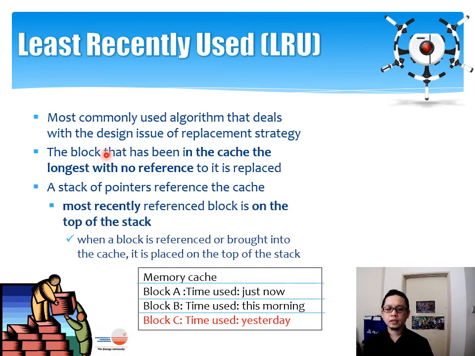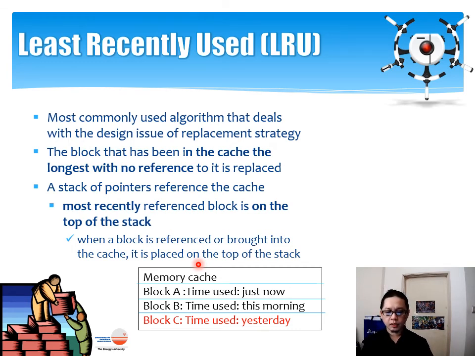For the least recently used, it will check whether the block has been in the cache the longest with no reference, and then it will be replaced. If you remember the previous concept on memory replacement, the concept is also true here. The most recently referenced block is on the top of the stack, and the one that has not been referenced the longest will go down to the bottom of the stack.